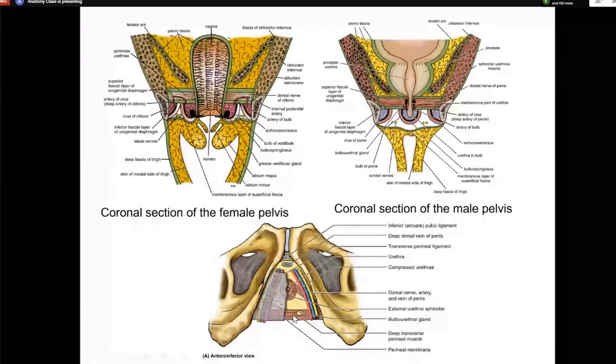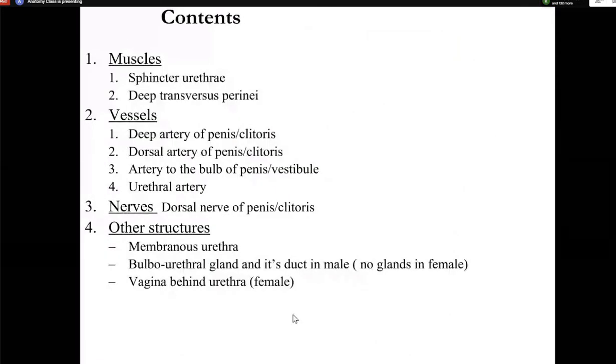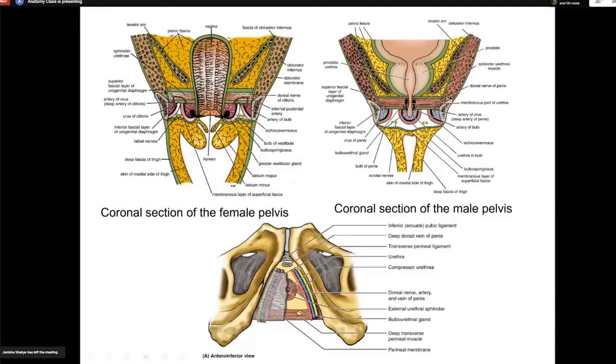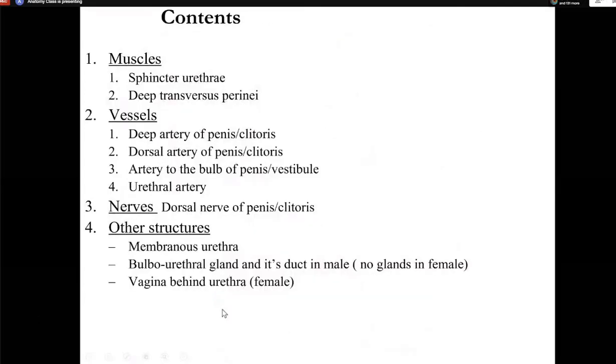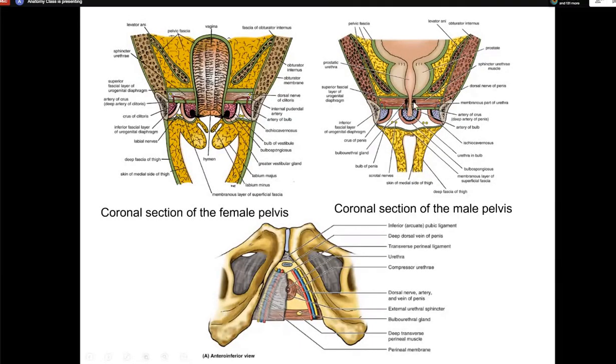Now next one is the vessels: deep artery of the penis and clitoris, dorsal artery of the penis and clitoris, artery to the bulb of the penis and vestibule, and urethral artery. Those are the vessels present there. Nerve: dorsal nerve of the penis and the clitoris. Other structures are the membranous urethra, bulbourethral gland, and the vagina behind the urethra. Can you see the gland? This one is the bulbourethral gland, which is also a content of the deep perineal pouch.